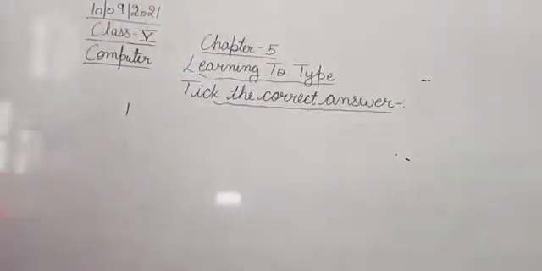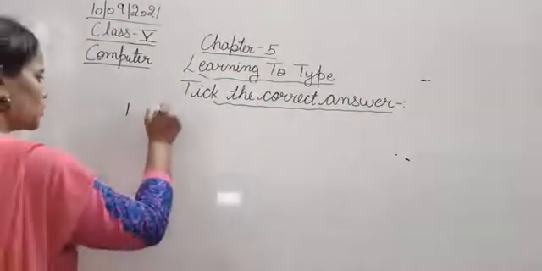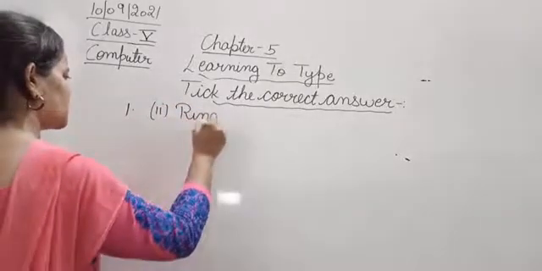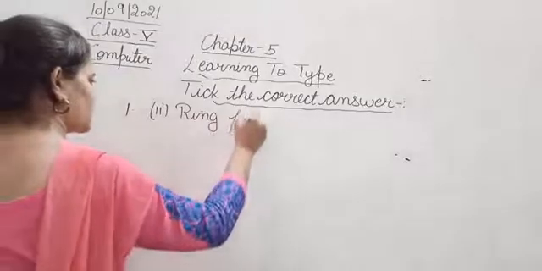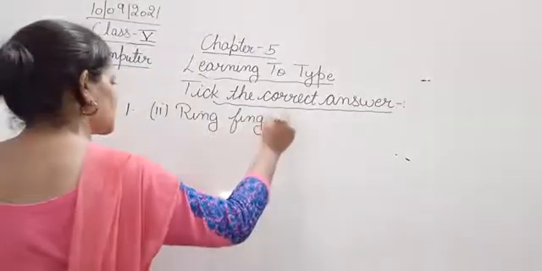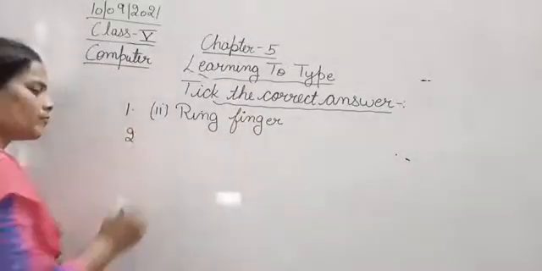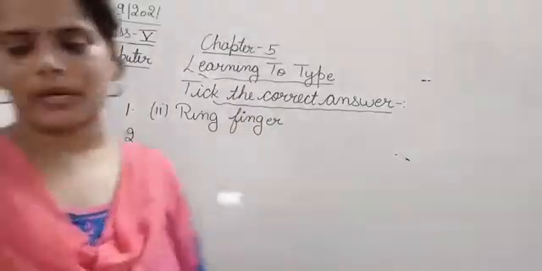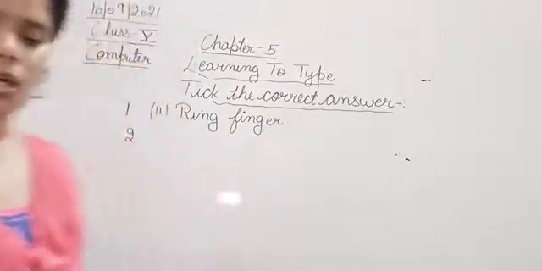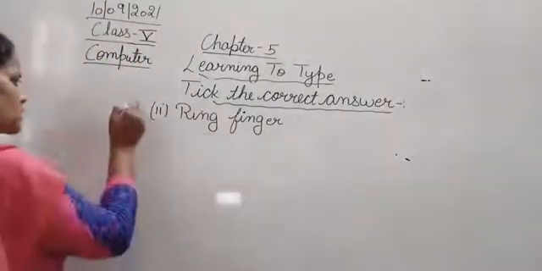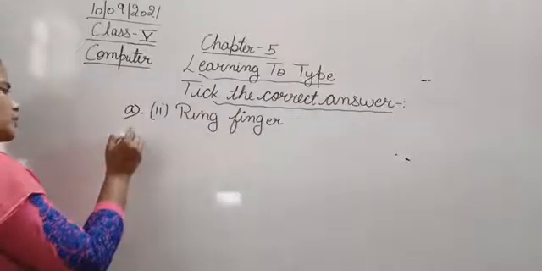So tick the correct option number 2, that is ring finger. Moving next to the second one. Sorry, this is A and B. Okay, 1 2 में नहीं दिया, A and B में दिया है. So this is A. Moving to the B1.